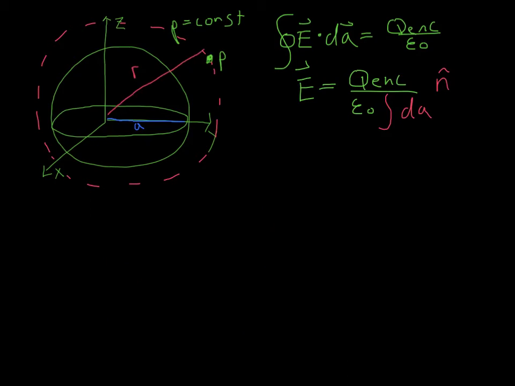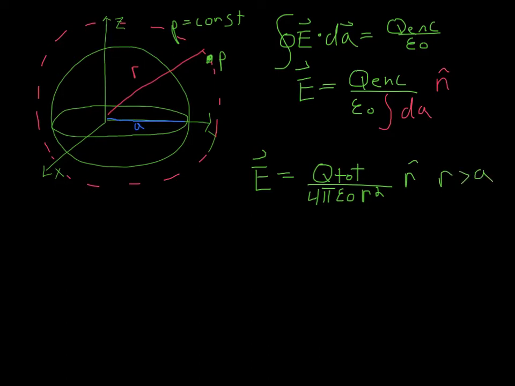So in the case that R is greater than A, E is going to be equal to Q total. That's what the total charge enclosed by my Gaussian surface is, divided by 4 pi epsilon naught r squared. That comes from the bottom over here. And then the direction is r hat. All right, and that is for r greater than a.